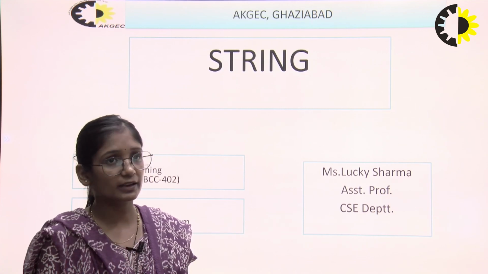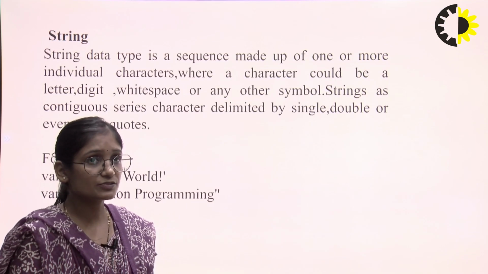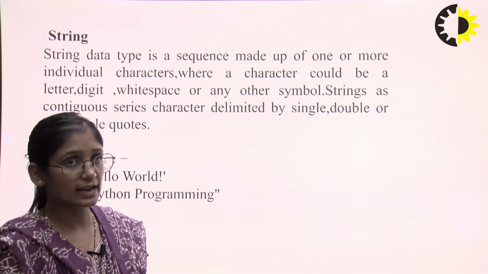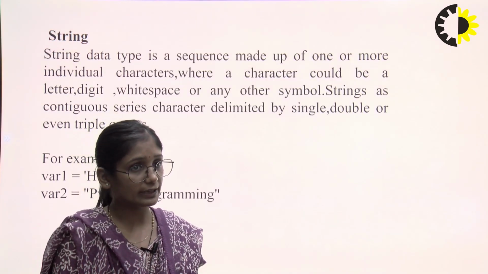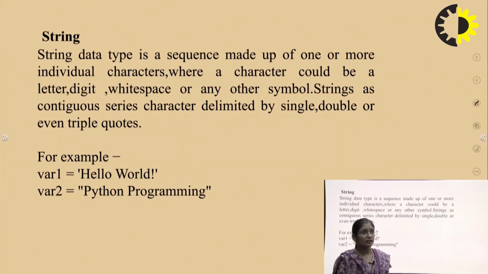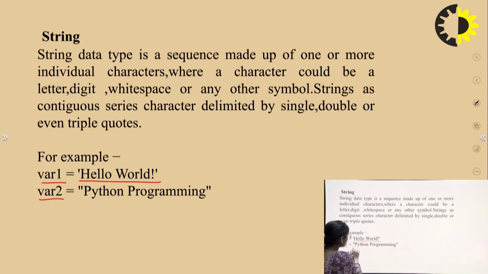Now, today's topic is string. What is a string? A string is a data type, a sequence made up of one or more individual characters, where a character could be a letter, a digit, white space, or any other symbol. A string is a contiguous series of characters delimited by single, double, and even triple quotes. For example, variable 1 is "hello world" and variable 2 is "Python programming". What is this? This is a string.